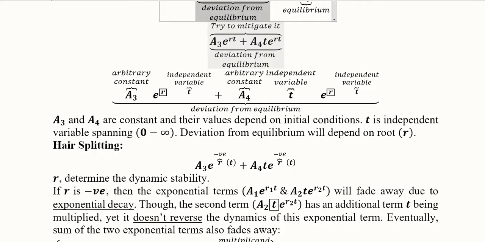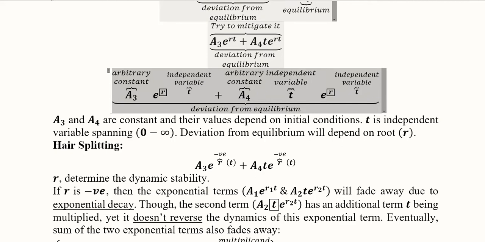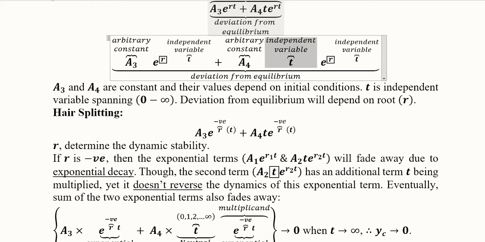Now we can decompose this into its parts. We can see that this is the first arbitrary constant, and this is the exponential function where r is the root and t is the independent variable. The other part of the complementary function is appearing with the arbitrary constant and the exponential function. However, the independent variable is being multiplied, which is an additional term which was not there before. It will have a small role that we will understand as we go ahead.